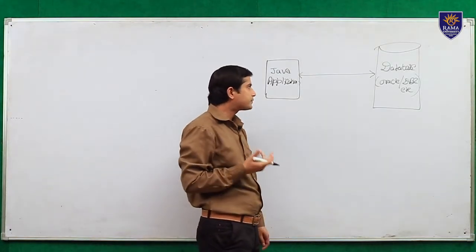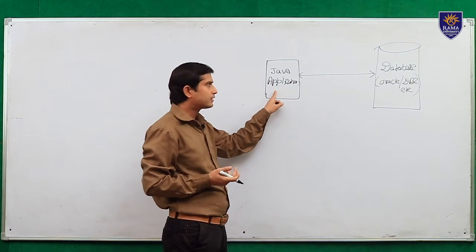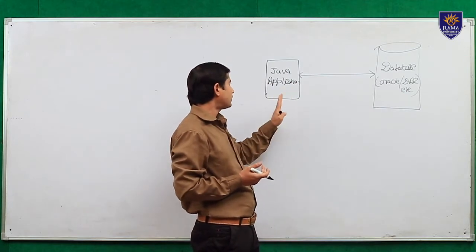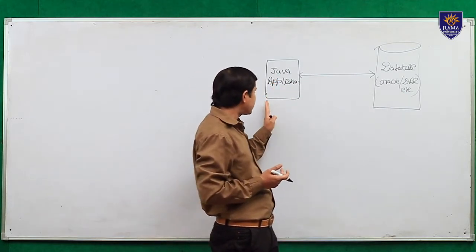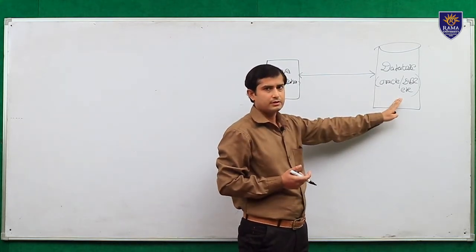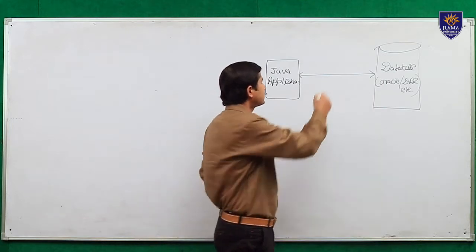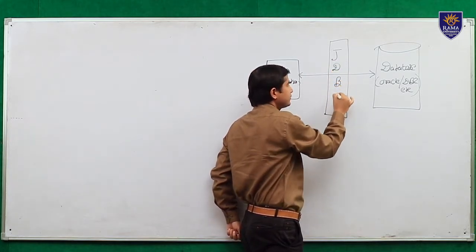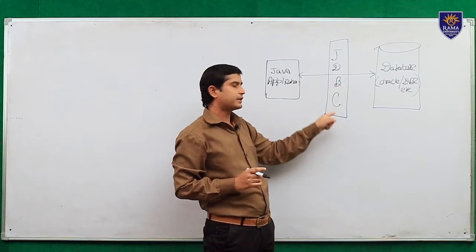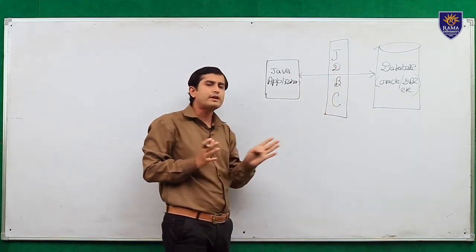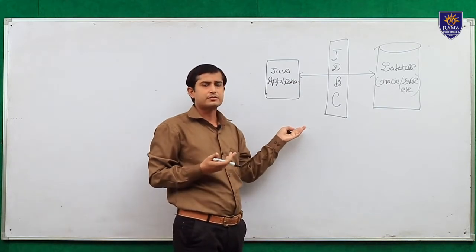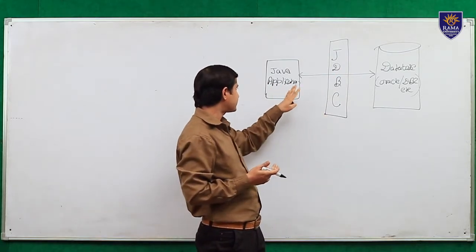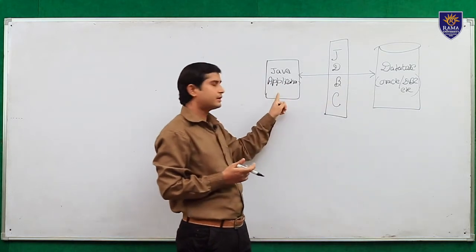My objective is this: I have a Java application, and I also have an RDBMS like Oracle or DB2, and I want to communicate my Java application with these databases. This can be done using the JDBC API. JDBC stands for Java Database Connectivity. This JDBC API is provided to us by the Java vendor, Sun Microsystems, by which we can handle databases through our Java application.